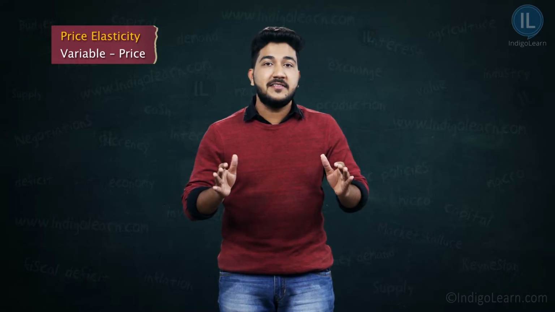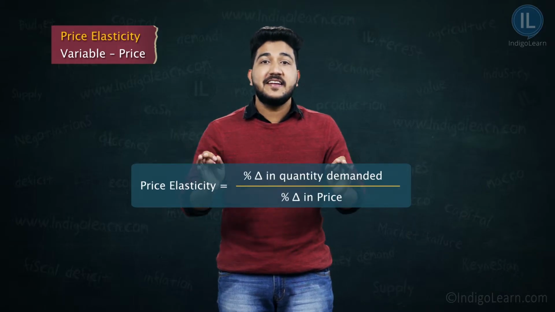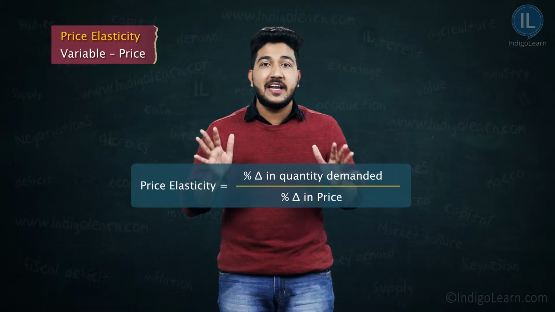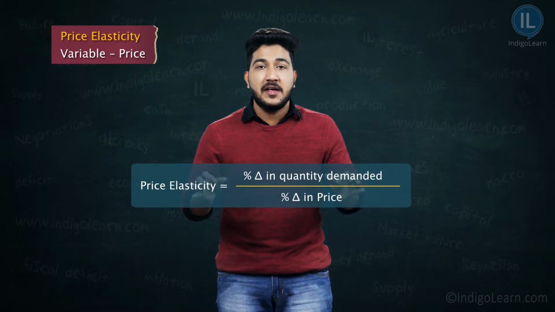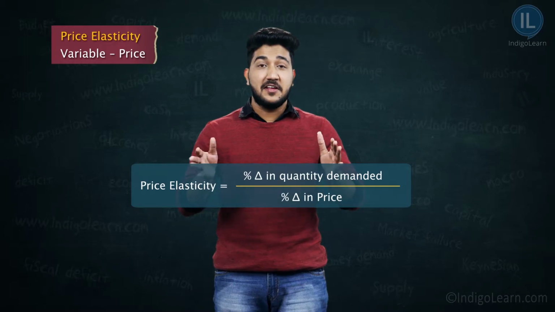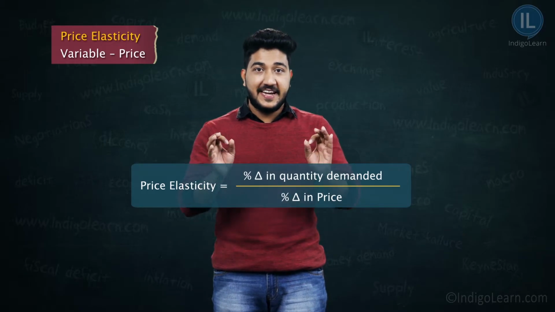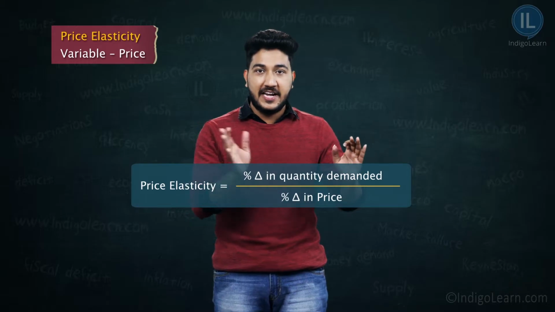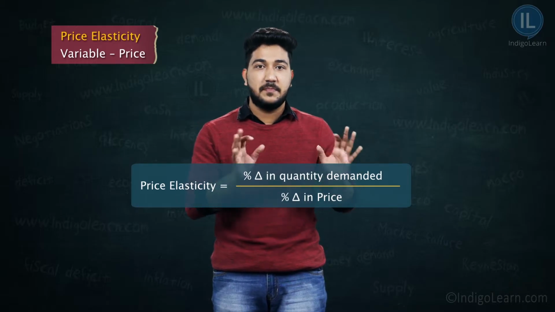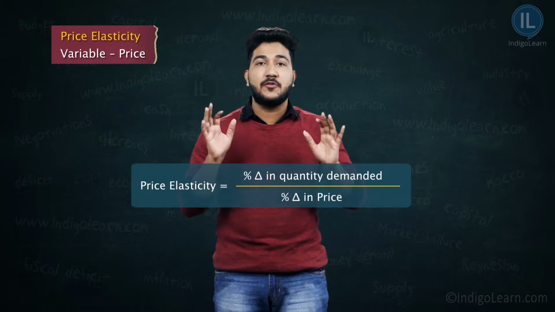The formula is elasticity of price is equal to percentage change in quantity demanded divided by percentage change in price. So again, the formula for elasticity of demand is percentage change in quantity demanded divided by percentage change in price. Now let us take this numerator and denominator one by one.